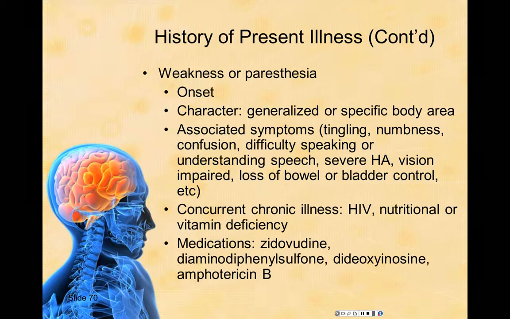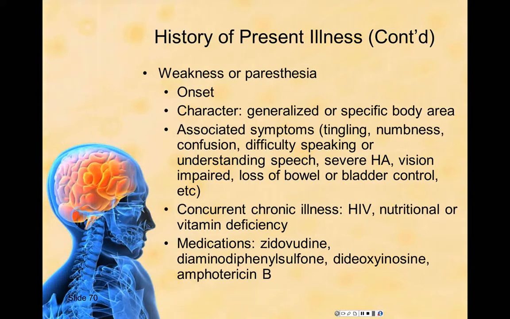We want to ask about weakness or paresthesias. Are they having any weakness? Are they having any paresthesias? If they are, when was the onset? What is the character? Is it generalized or is it specific to some particular area of the body? Are there other associated symptoms such as tingling, numbness, confusion, difficulty speaking, difficulty understanding speech, any severe headaches, any vision loss or impaired vision, any loss of bowel or bladder control?